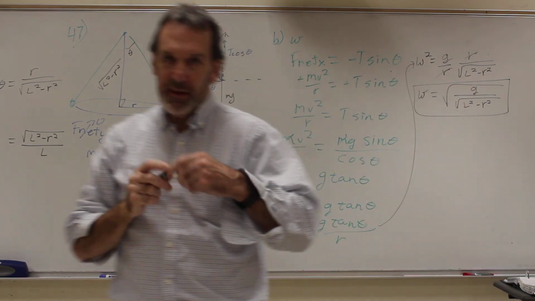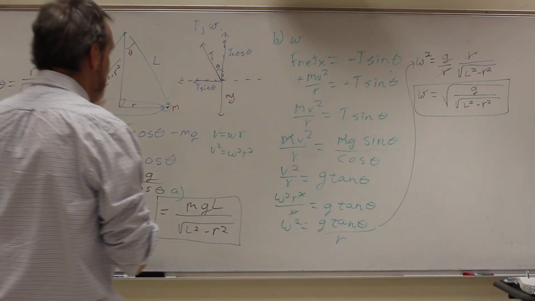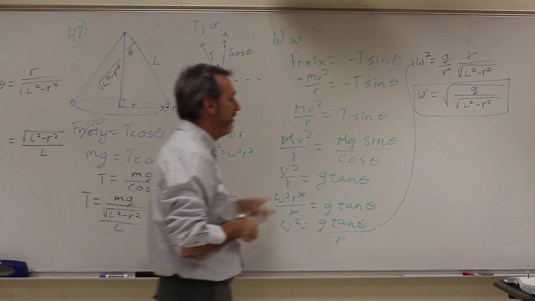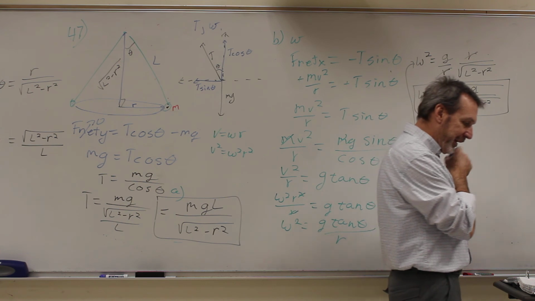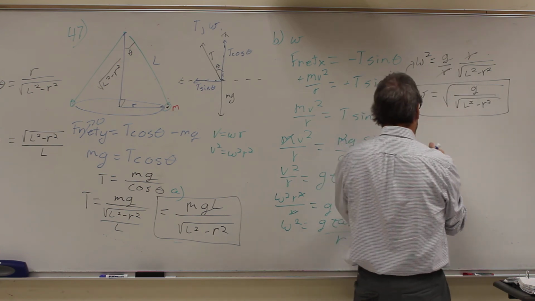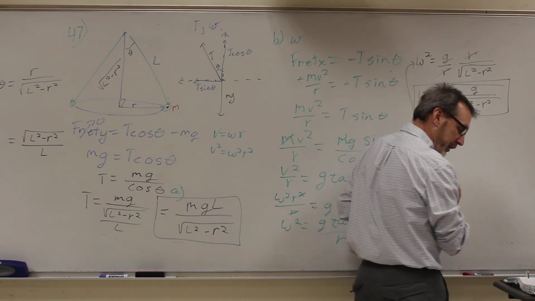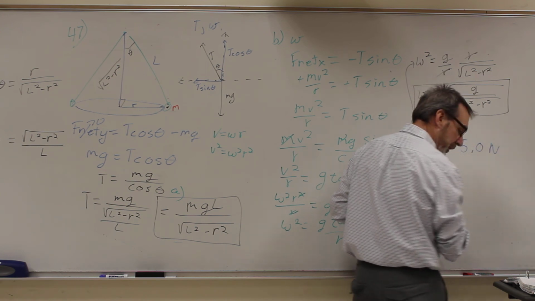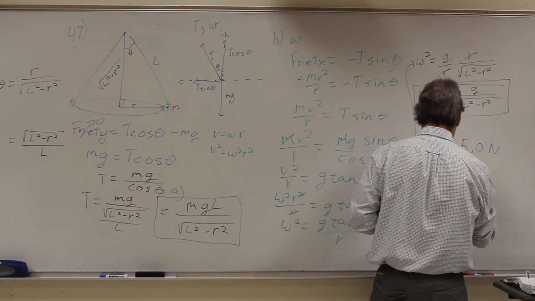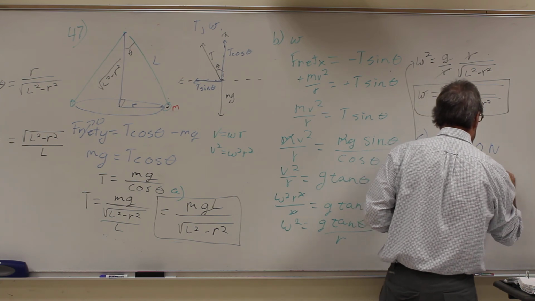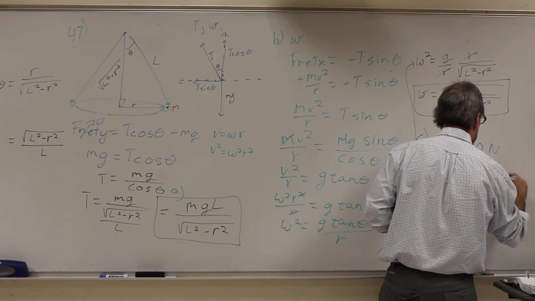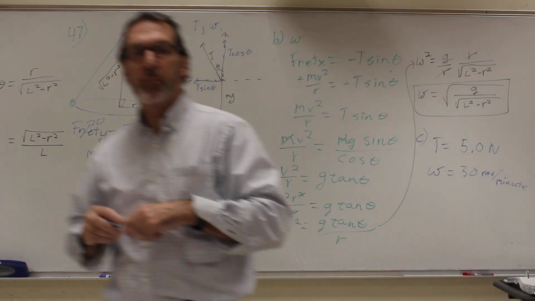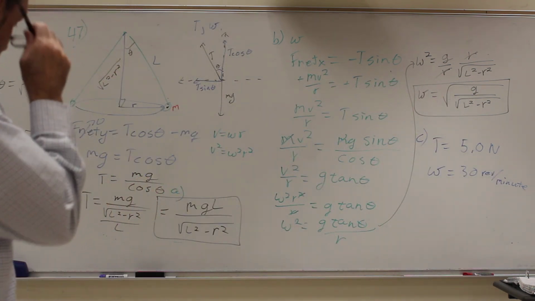For part C, you just plug in the numbers. You plug the numbers in here for T to get what T is, and you plug in the numbers for omega to get what omega is. And the answers you should get for part C is that T is equal to 5 newtons, and omega is equal to 30 revolutions per minute, or RPMs. And that's how you do number 47.